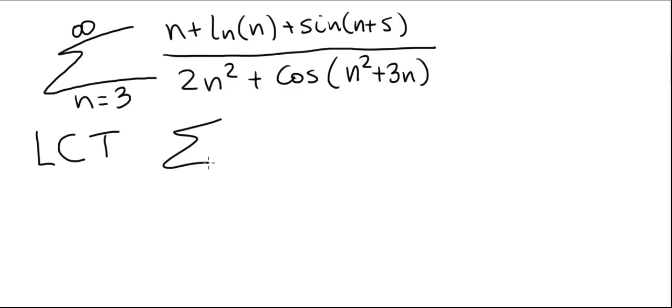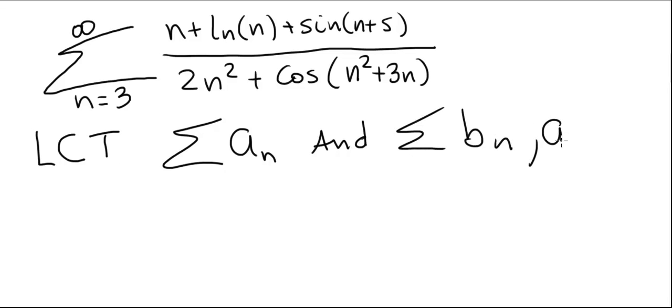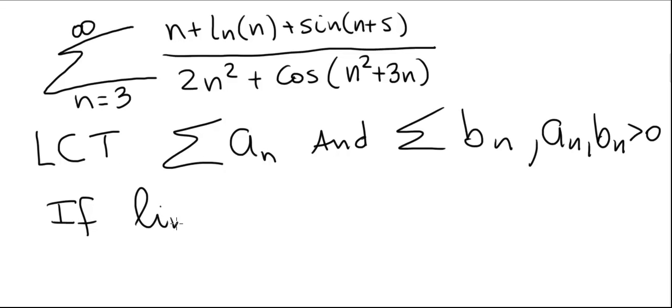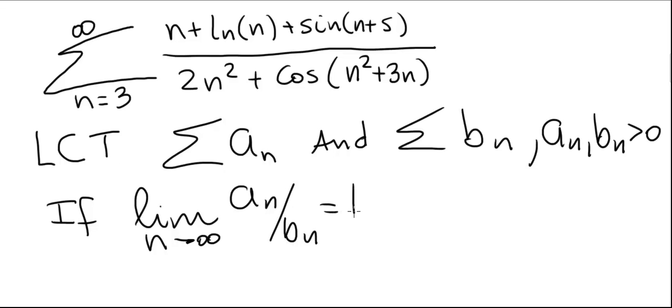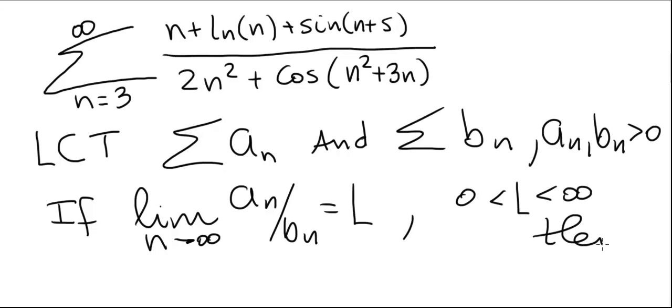Now recall, limit comparison test works like this. Suppose we have two series. One we'll call summation a sub n, and the other we'll call the summation of b sub n, with a sub n and b sub n restricted to being positive. If the limit as n goes to infinity of a sub n divided by b sub n is equal to L, and this limit L is positive and finite, then the following is true.